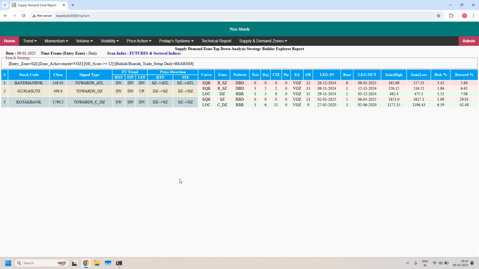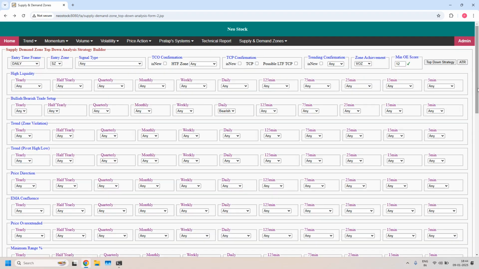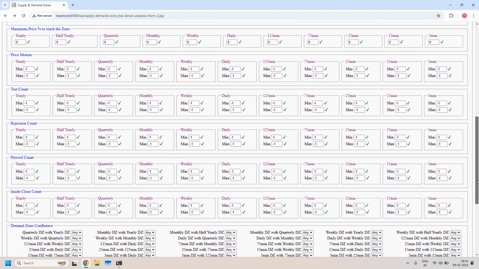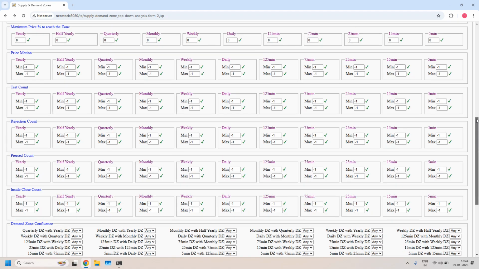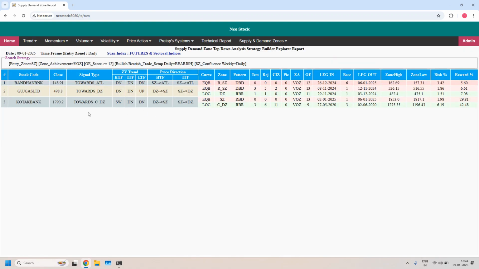So even zone confluence also, all the 3 are filtered. That is what we said earlier, and we got the same 3 stocks. But anyway, let us follow the process. In the supply zone confluence, all the 2 filters. Where is that? Daily supply zone with weekly supply zone. Even after setting the filter, we got the same 3 stocks. That means all the 3 stocks, these daily supply zones are part of the weekly supply zone.